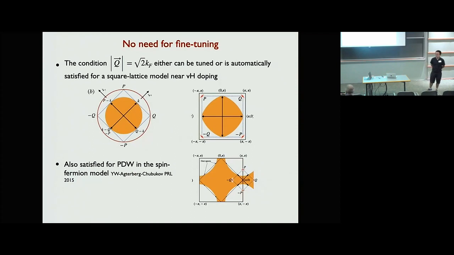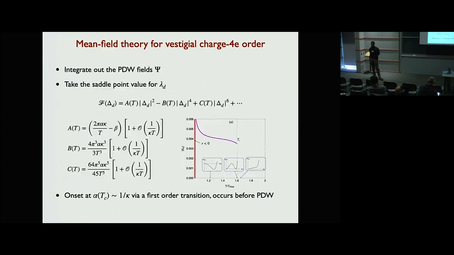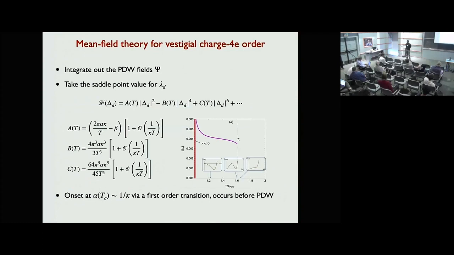Let me quickly ask a simple question. Since the transition into this charge-4e state is first order, is there a danger that you simultaneously create the primary order parameter? What do you mean simultaneously create? Well, the order jumps to such a high value that you bring the system into an effective attraction for the primary order parameter.